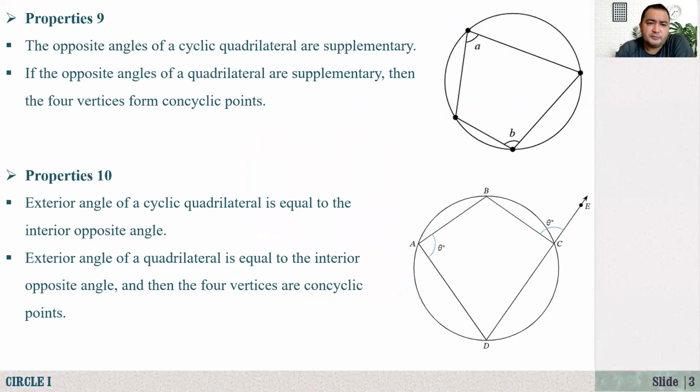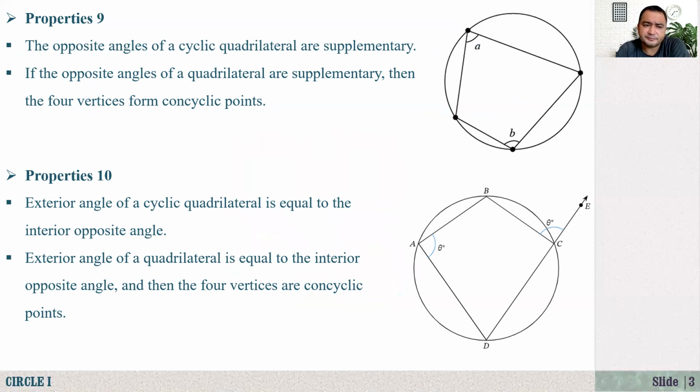Okay, that's property number 9. It says that the opposite angles of a cyclic quadrilateral are supplementary. And we know that if the sum of two angles is 180 degrees, then they are called supplementary angles. If the sum of two angles is equal to 90 degrees, they are called complementary angles.